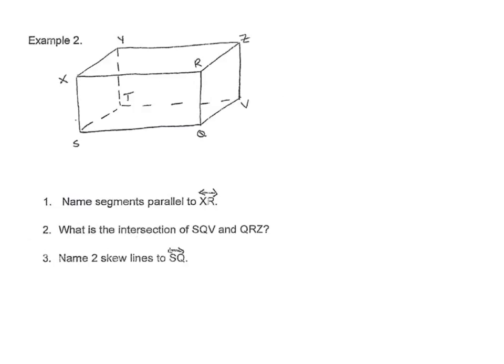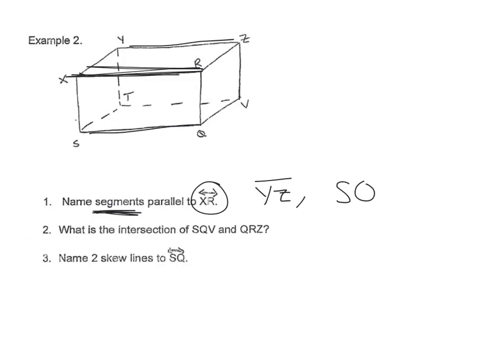Okay, name two segments that are parallel to XR. So here is XR. It's telling me that it wants to name a segment, so I need to use segment notation. So YZ, the segment is parallel, and also SQ, the segment is parallel. TV would also work, so I'll put TV. Oops, not ray, segment, TV.